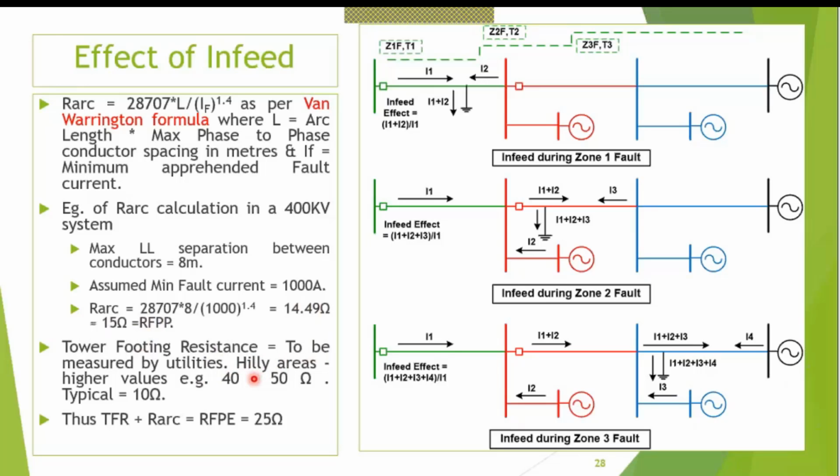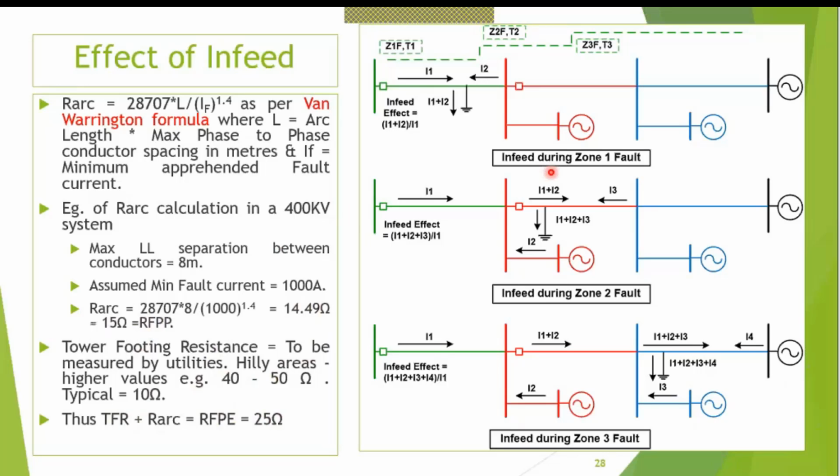Hilly areas have higher values, 40, 50. I've even heard from Power Grid that in Binaguri and those areas the resistance is above 50. They have such a troublesome time in controlling that fault resistance. They are paralleling and paralleling, so that tower footing resistance decreases. A very typical value would be 10. Therefore, for an arc fault, the fault resistance, tower footing plus arc, will be RFPE equal to 25 ohm for the lowest zone.